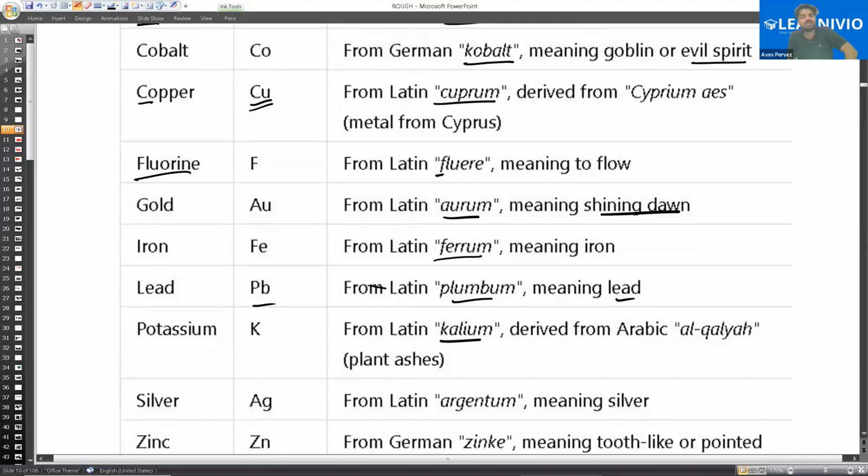Zinc is from the German name zinke, meaning tooth-like or pointed. So make this table also.